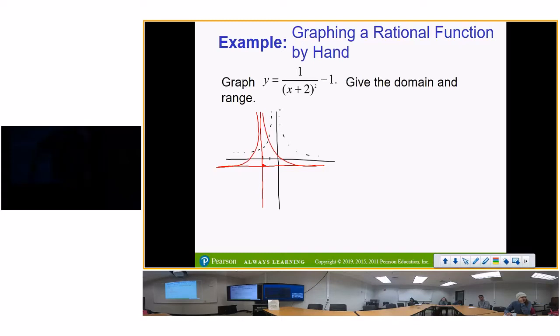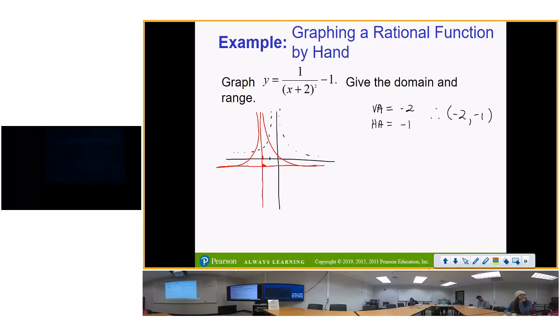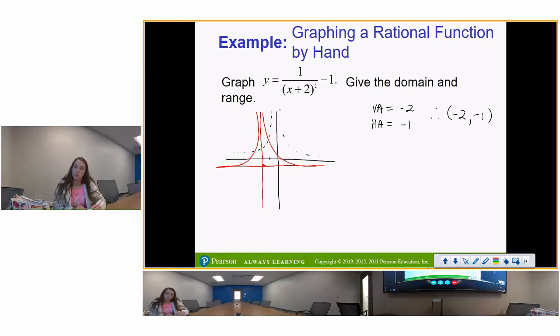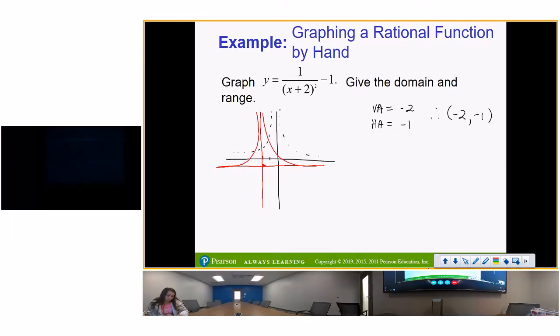All right, so my vertical asymptote, VA, is equal to negative 2. My horizontal asymptote is equal to what? Negative 1. So therefore, my new vertex of this function is negative 2, negative 1. The horizontal asymptote is always going to be whatever is out beside the fraction. The horizontal asymptote is always going to be your vertical shift. Yes. Always.